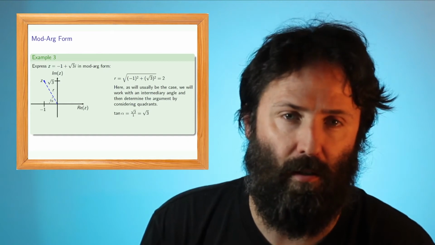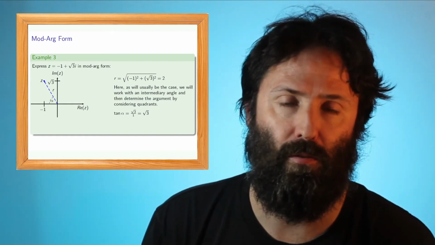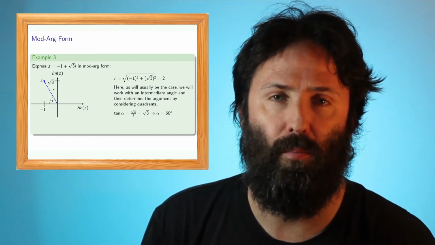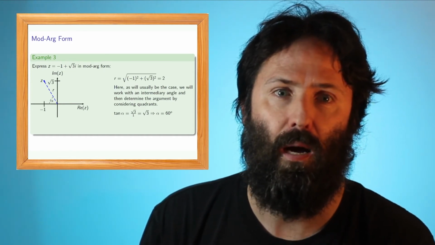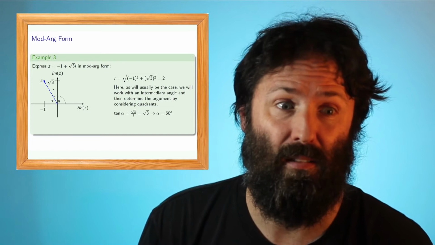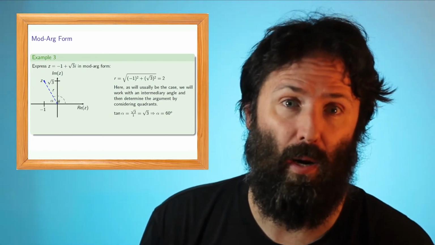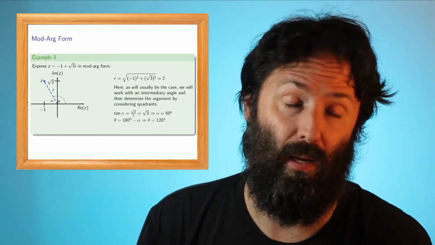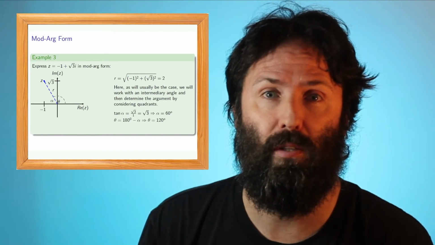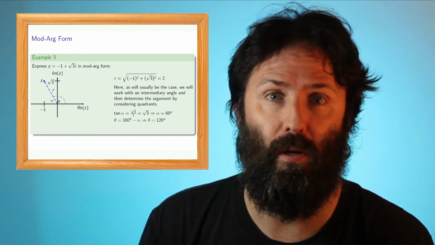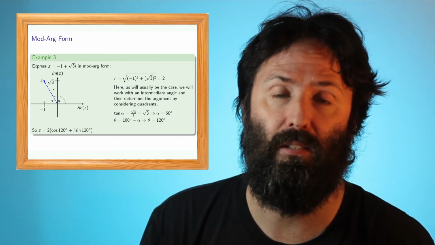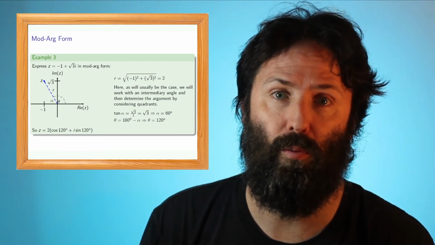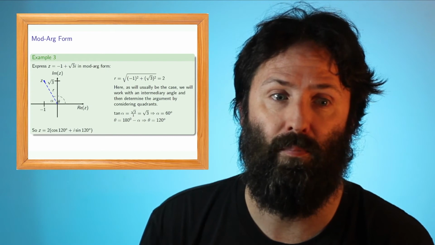Just like, again, you do with circle trigonometry. So my angle there would be 60 degrees. That's just an exact value triangle, but that's alpha. So to find theta, the other side of that, I've got to do 180 minus alpha, and I get 120 degrees. So now I know what r is, I know what theta is. I can write z as 2 (cos 120 plus i sin 120).